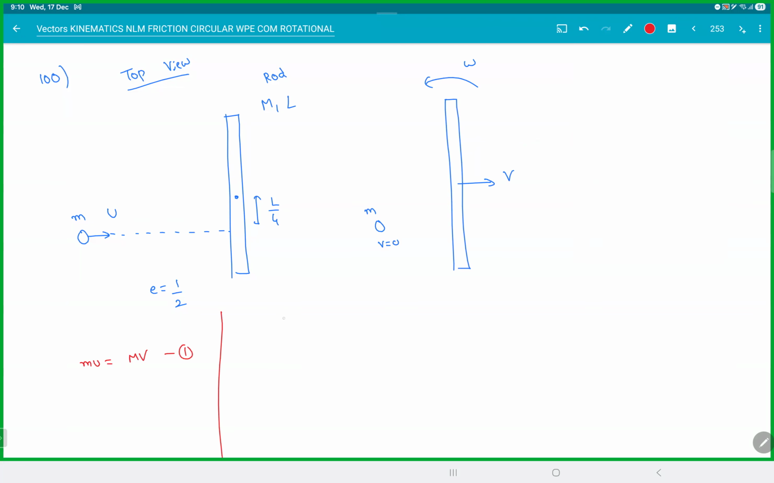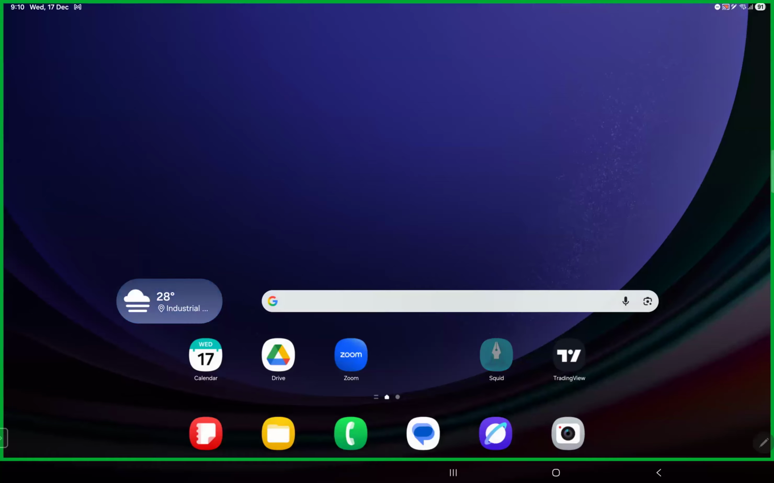Next thing, coefficient of restitution. Now be careful. When you write the coefficient of restitution, you should take the velocities of the points of collision. So this is V plus omega L by 4. When you write e is equal to V2 minus V1 by U minus 0, V2 is V plus omega L by 4, minus 0. Are you clear with this? The V2 and V1 are not the velocities of the bodies. Those are the velocities of the points of collision. This is your equation 2.